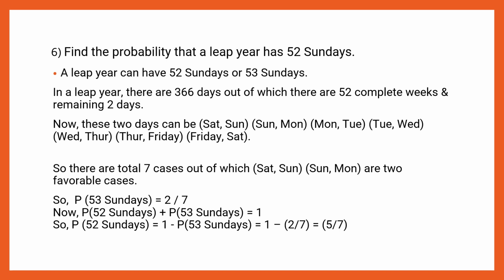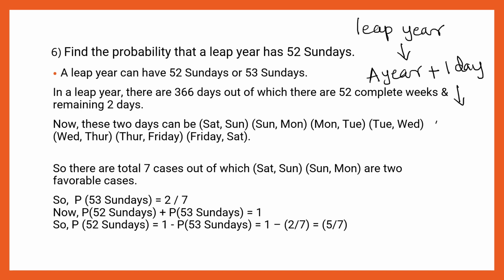Let's look into this example. Find the probability that a leap year has 52 Sundays. Now, what is a leap year first of all? A leap year is a year with one extra day, that is 29th of February.